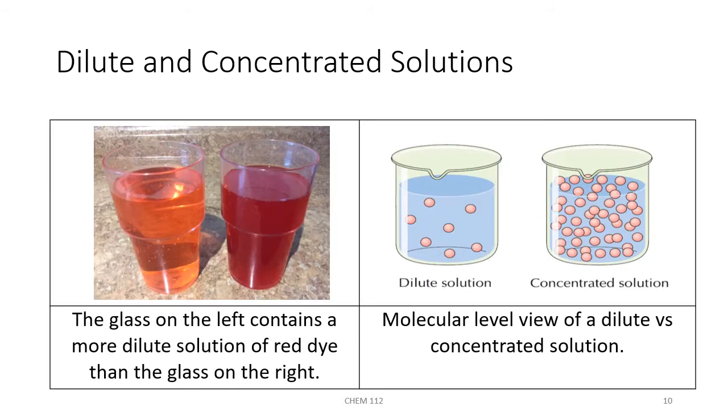If we look at the image on the left, we can see that the light red glass has less solute particles than the solvent particles. Therefore, we would call that solution dilute. There's a very small amount of solute actually present within that solvent, whereas the glass on the right appears a much darker red in color, and we would refer to that as being a concentrated solution because now we can see there is a ton of solute particles dissolved within the solvent.